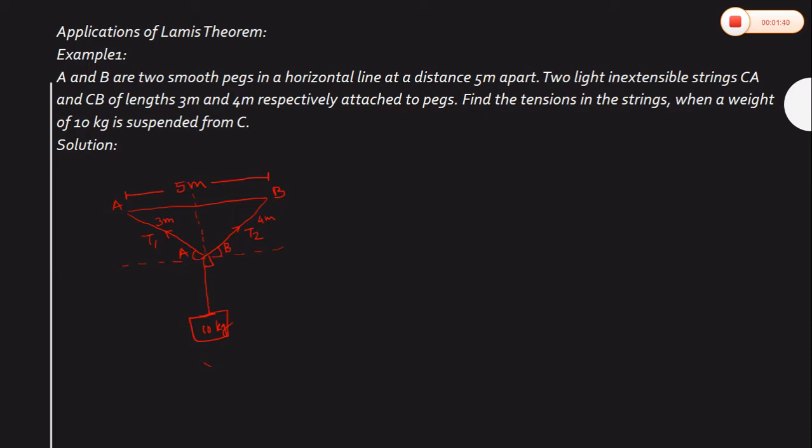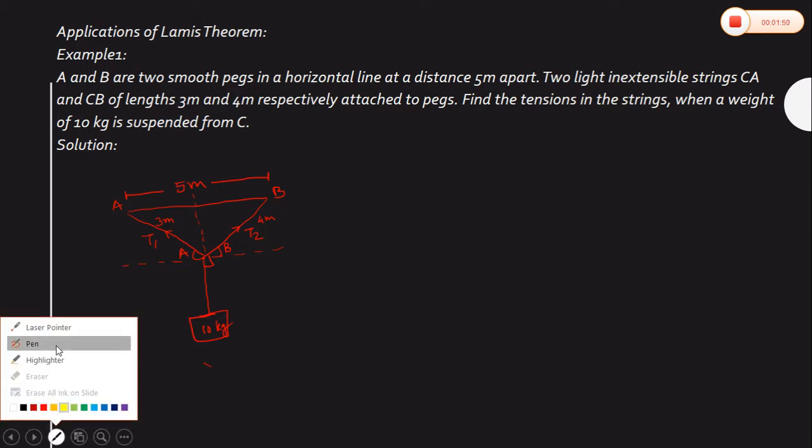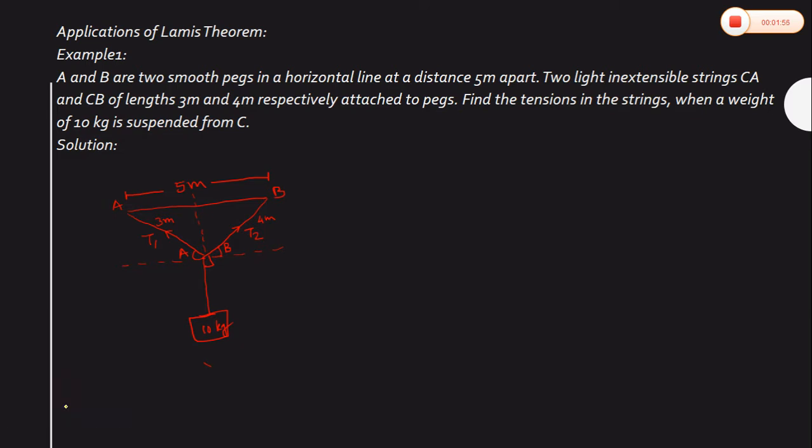Now how to write the solution? First draw the diagram and then give the details of the diagram. So now I am writing the details here. What we observe in the figure is given. Length of AB is equal to 5, length of AC is equal to 3, and length of BC is equal to 4 meters, right?